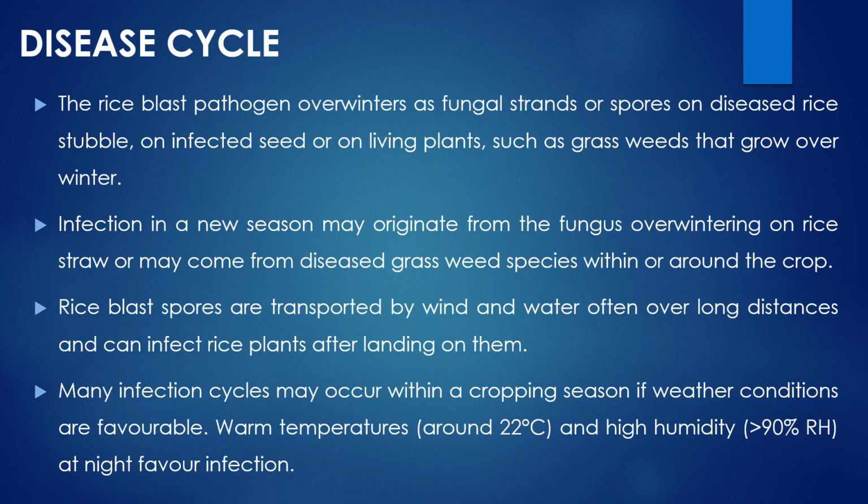Rice blast spores are transported by wind and water, often over long distances, and can infect rice plants after landing on them. Many infection cycles may occur within a cropping season if weather conditions are favorable. Warm temperatures around 25 degrees Celsius and high humidity greater than 90% at night favor infection.